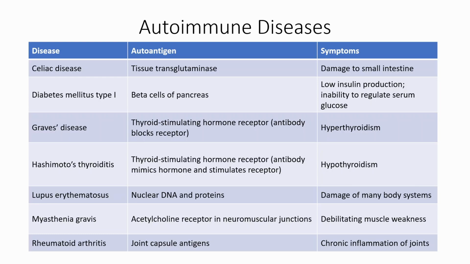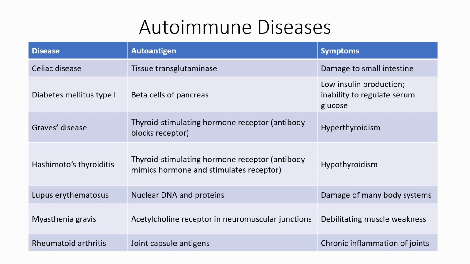Type 1 diabetes is also autoimmune. This is where the immune system is going to attack the beta cells in the pancreas that produce insulin. And so this means this person is not going to be able to produce insulin the way they need, and they're going to have trouble regulating their blood glucose levels.